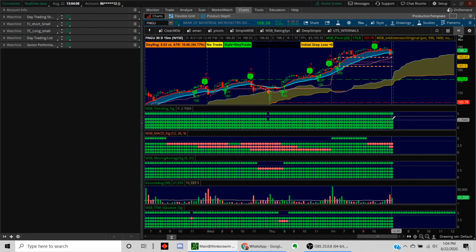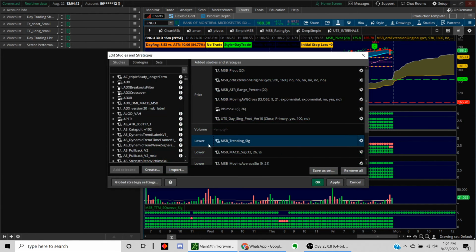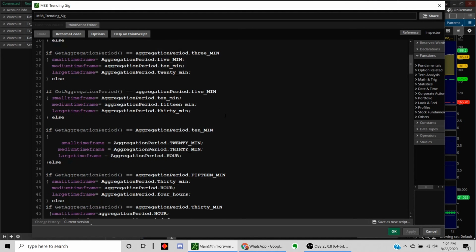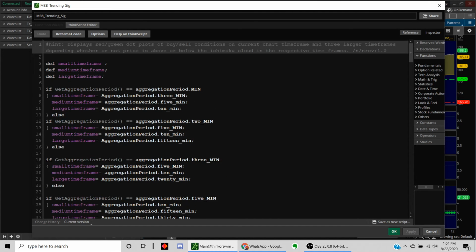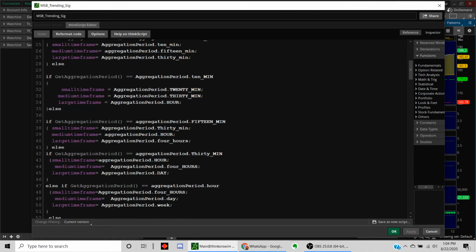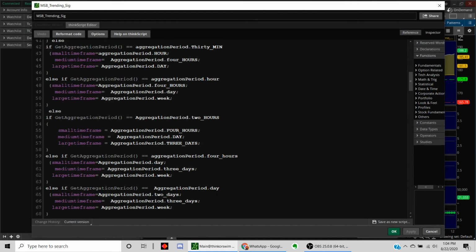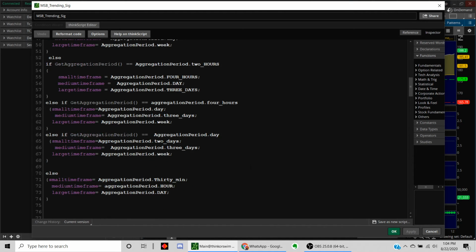So if this is 15 minutes, the next ones are 30 minutes, 1 hour and 4 hour. If you ever want to see the detail of this, you can click on this indicator and see in plain English that if you're trading the 1 minute chart, then the next higher time frames are 3, 5 and 10. So you can trade this on the 1 minute chart, the 2 minute chart, the 3 minute, 5 minute, 10, 15, 30, 1 hour, 2 hours, and so on, and you can trade it up to the day.